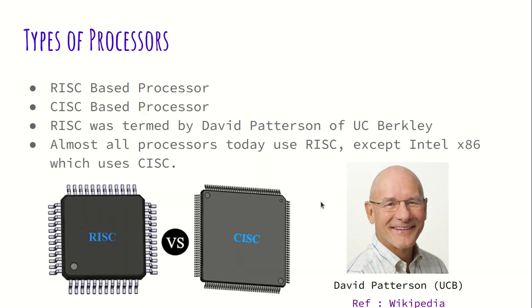Moving forward, what are the types of processors? Processors can be broadly classified into two major categories. First being RISC-based processors and second being CISC-based processors. RISC stands for Reduced Instruction Set Computer, whereas CISC stands for Complex Instruction Set Computer.